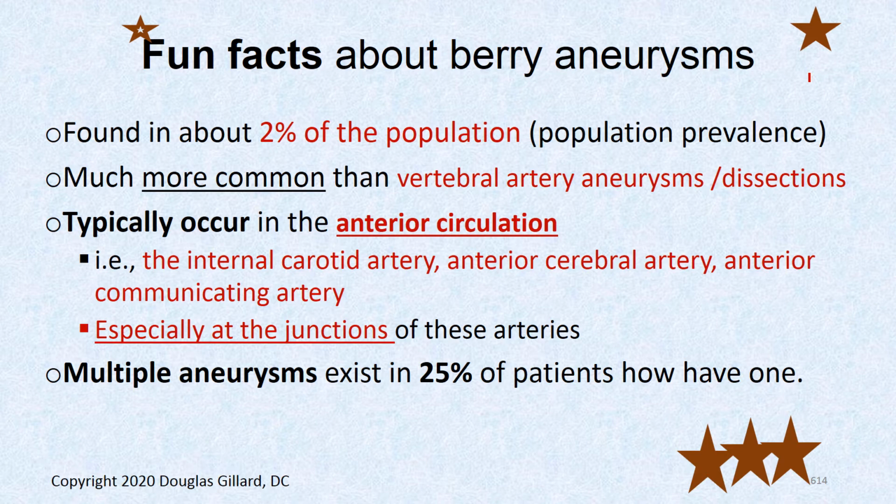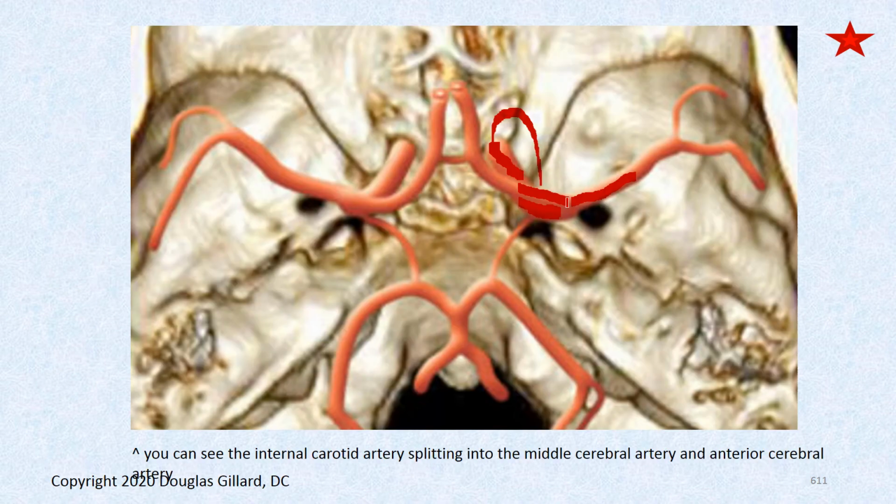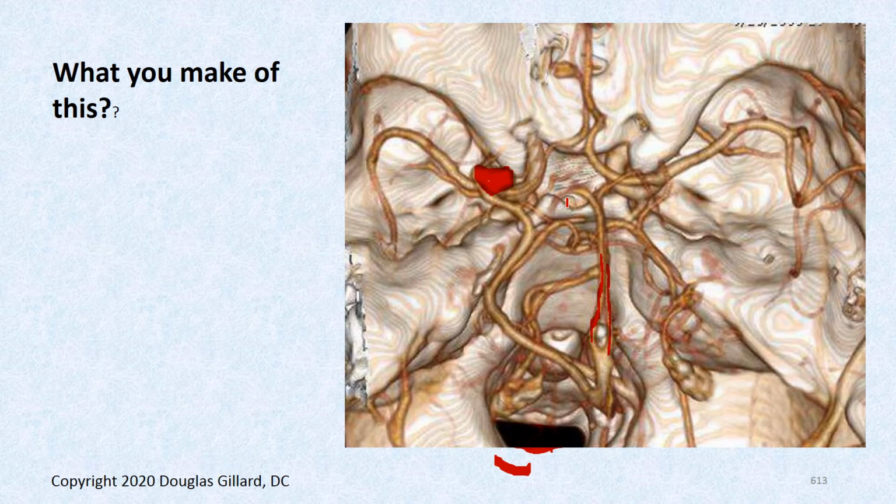They usually occur in the anterior circulation. What is the anterior circulation? I forgot to tell you. The anterior cerebral artery and the anterior communicating arteries make up the anterior circulation. And most of these things occur right at these junctions. Right, where's that one? Is that in the anterior circulation? Absolutely.